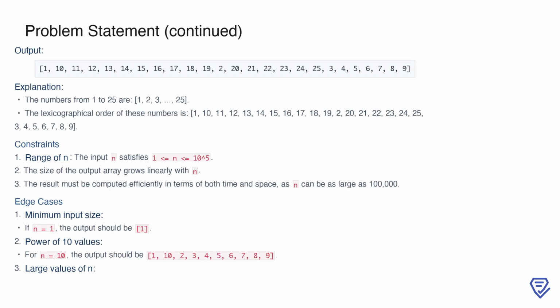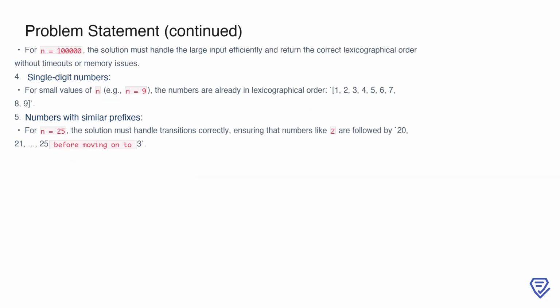The problem also includes constraints to keep in mind. The input n can go as high as 100,000, which means the solution must be efficient in both time and space. Additionally, the output size grows linearly with n, so any overly complex or memory-intensive approach might fail for larger cases. To handle edge cases, consider scenarios like n equals 1, where the output is simply 1, because there's only one number.